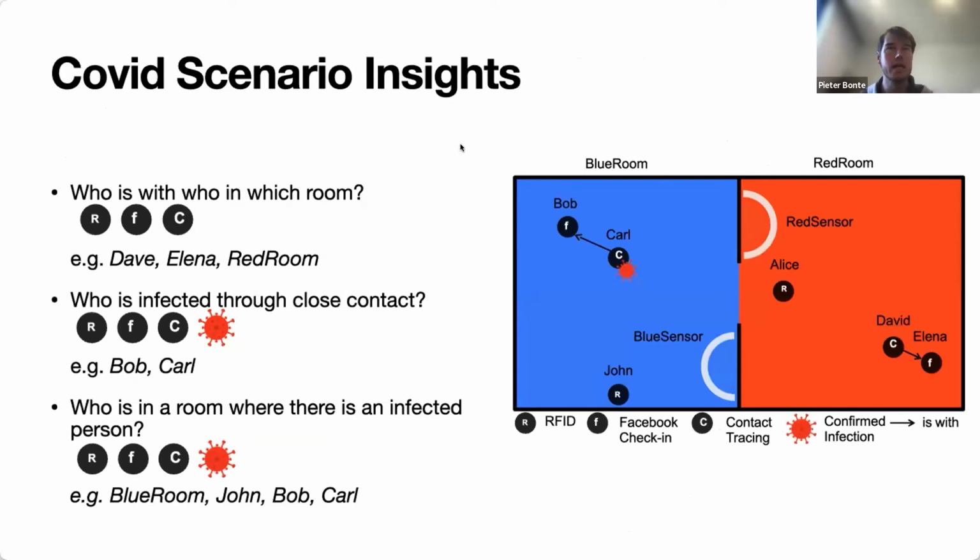So in this scenario, we'll be looking at 3 queries, at least definitely 2, and maybe the last one as an exercise to do at home. So for the first query, you'll be looking at who is with whom and in which room they are. For example, we can see that Dave and Elena are together in the red room. To solve this query, we need to combine the RFID, the Facebook check-ins, and the contact tracing streams. The next query, we'll be looking at who is infected through close contacts, and also we'll be reporting in which room they were infected. And this requires the combination of all 4 streams.